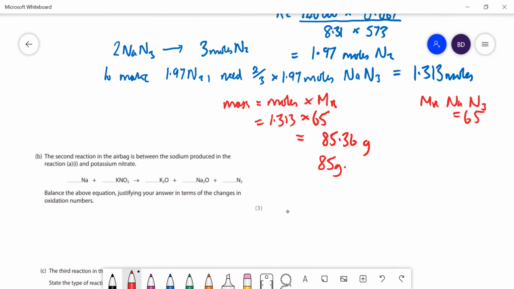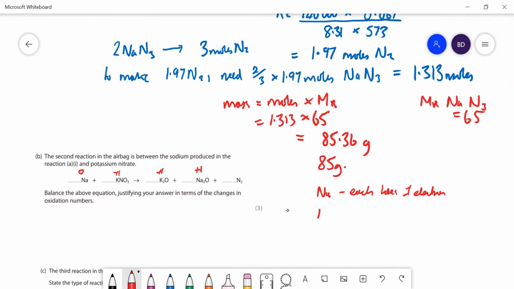Right, sodium has got an oxidation number of 0 there, and it's got an oxidation number of +1 there. So that means each sodium is losing 1 electron, but there's 2 sodiums there. Now potassium nitrate, nitrogen changes its oxidation number there. Potassium doesn't, that stays as +1 throughout, ignore that. Oxygen is always -2, so ignore that. But nitrogen will change its oxidation number.